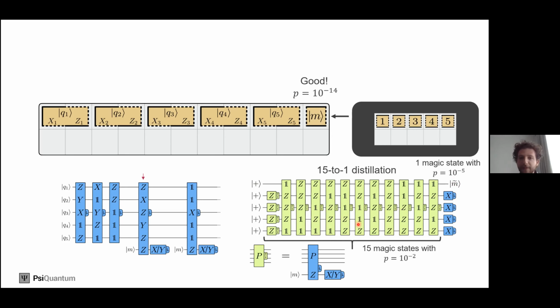So for instance, if we execute it using 15 magic states that have a 1% chance of being faulty, we can produce a magic state that has a 10 to the minus 5 probability of having an error. And if that's not good enough, we can send these improved magic states to another round of distillation to improve their error probability from 10 to the minus 5 to 10 to the minus 14. And there are many distillation protocols like this, not just 15 to 1.